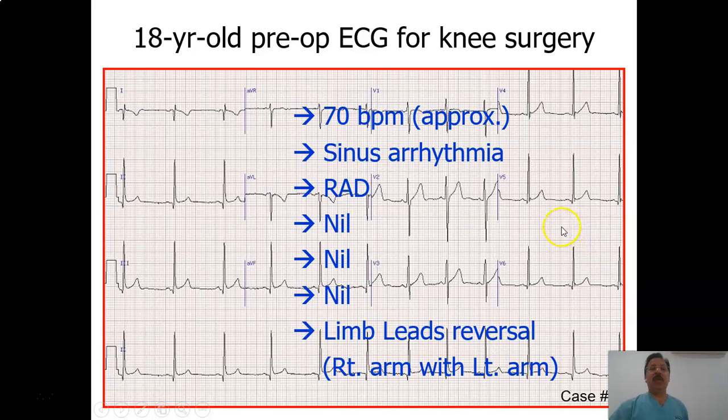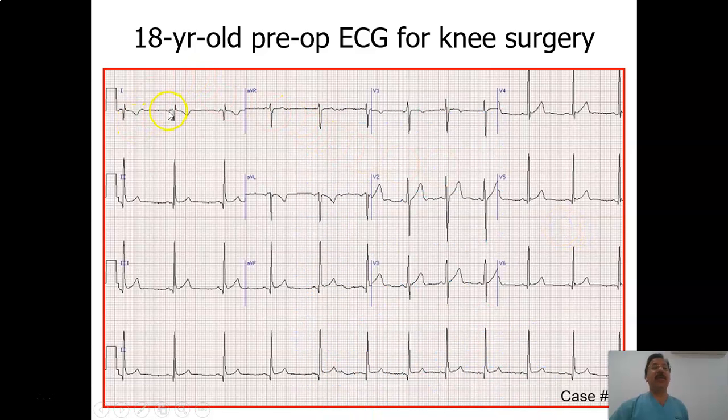And the most important finding in this ECG was the inverted P wave. Once you see an inverted P wave in lead 1, one of your differential diagnoses is lead reversal. Another is the junctional rhythm, and one more is dextrocardia. So here probably there was no junctional rhythm, there was no evidence of dextrocardia. So most probably this was the limb lead reversal.